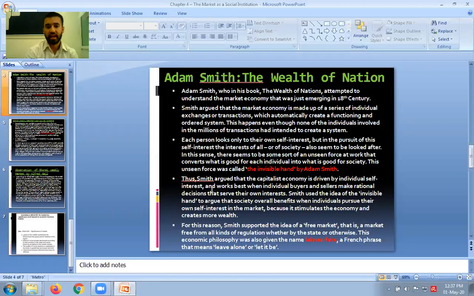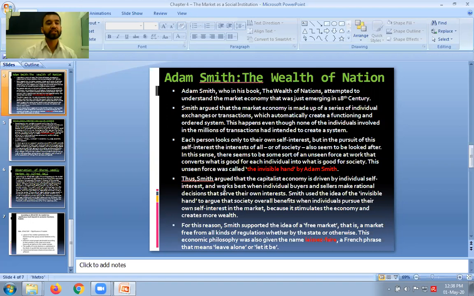Okay, thus Smith argued that the capitalist economy is driven by individual self-interest and works best when individual buyers and sellers make rational decisions that serve their own interests. Smith used the idea of the invisible hand to argue that society overall benefits when individuals pursue their own self-interest in the market because it stimulates the economy and creates more wealth.